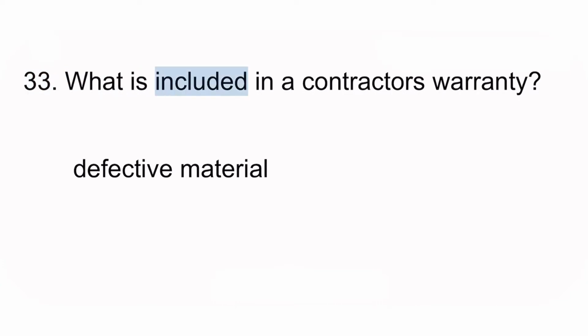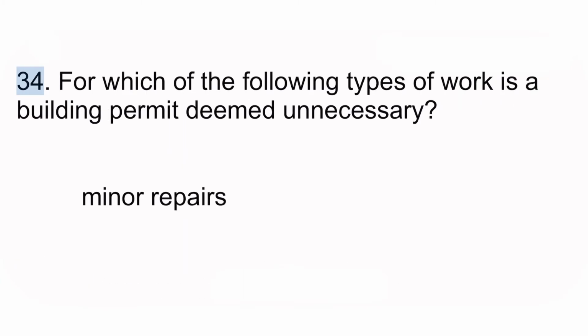33. What is included in a contractor's warranty? Defective material. 34. For which of the following types of work is a building permit deemed unnecessary? Minor repairs.